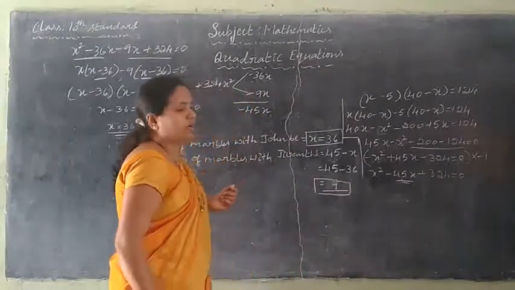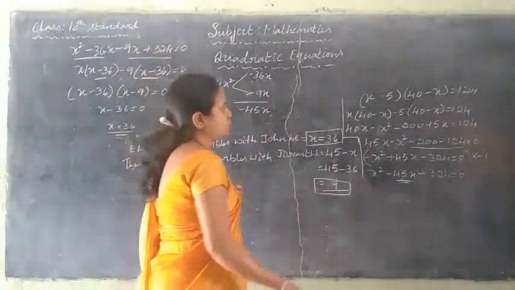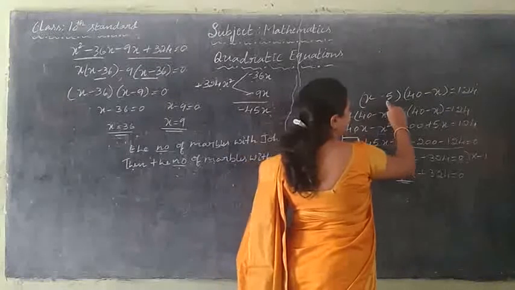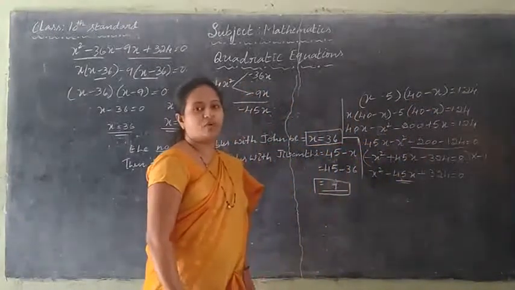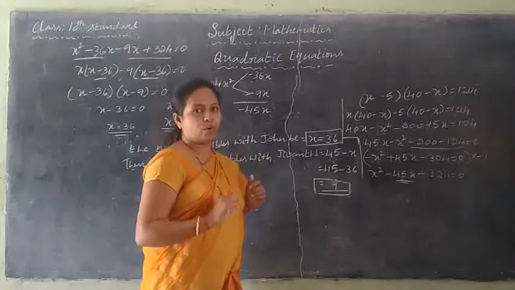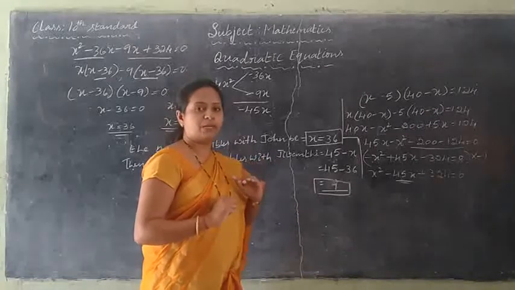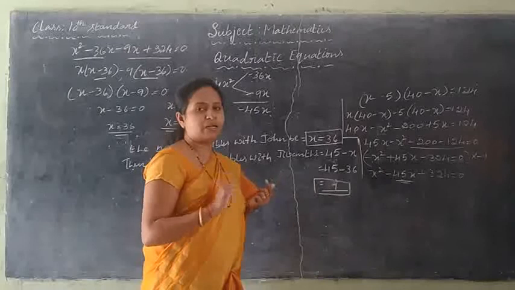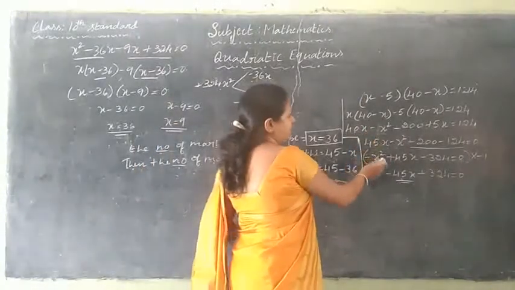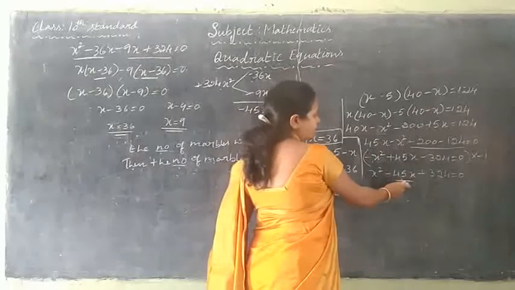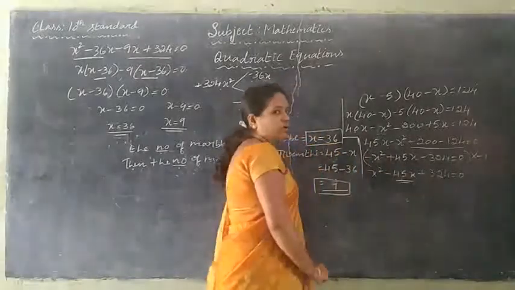So how much? 124. So what we are going to do is we are going to multiply x minus 5 into 40 minus x is equal to 124 because they are given as product. Product means we have to multiply the marbles both of them are having. Got it? Okay. So when you multiply, you are going to get the equation, children: x square minus 45x plus 324 is equal to 0.